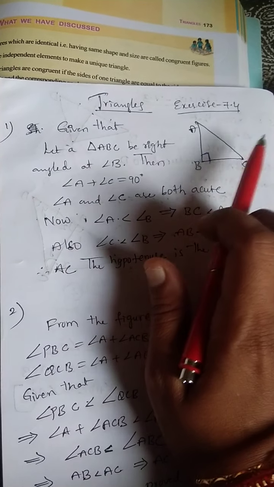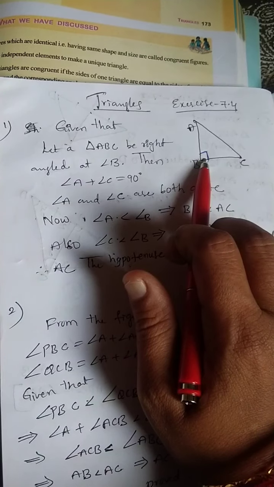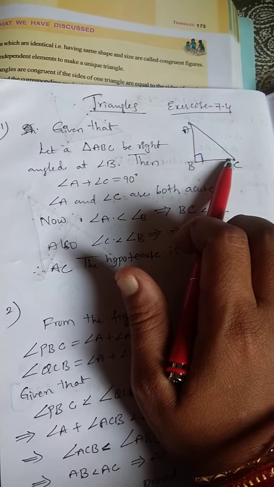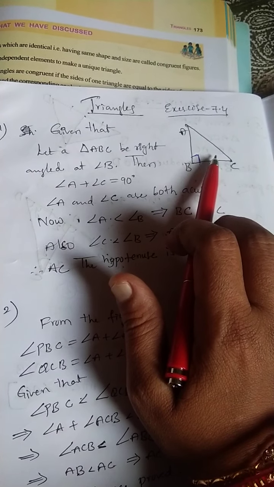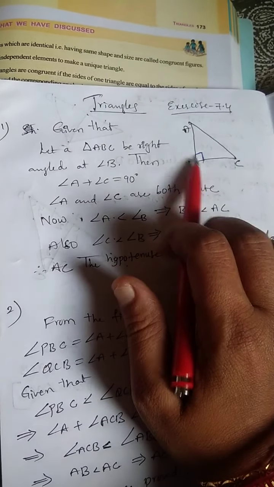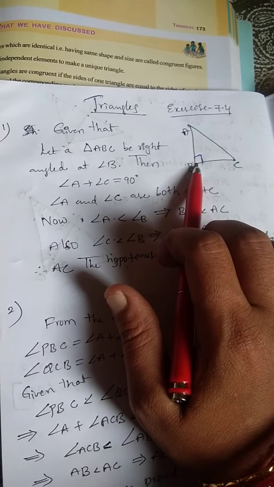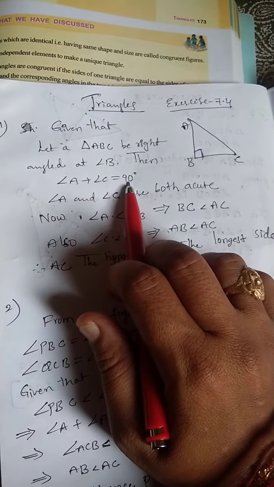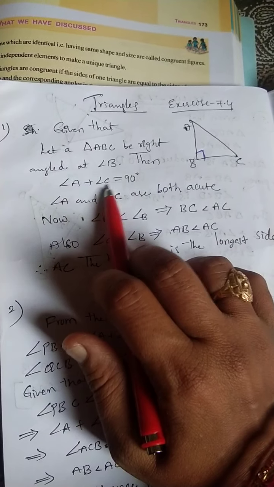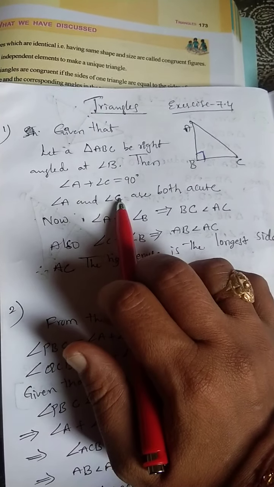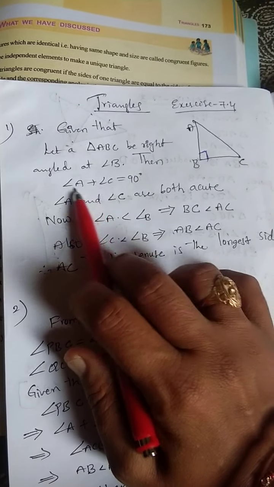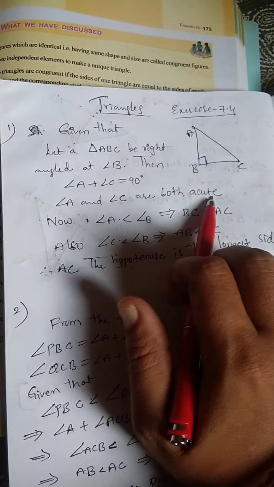Why? Because this is already 90. If the sum of the two remaining angles is 90, then 90 plus 90 is 180. In a triangle, the sum of all three angles is 180. That's why I am taking angle A plus angle C as 90 degrees. If this sum is 90, then these two are acute angles, less than 90 only. Both are acute.